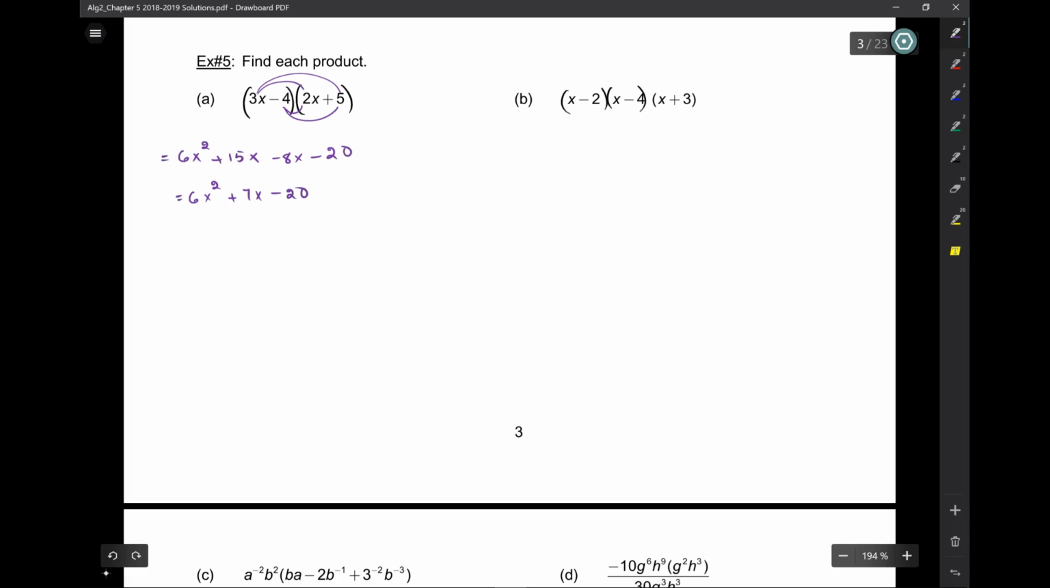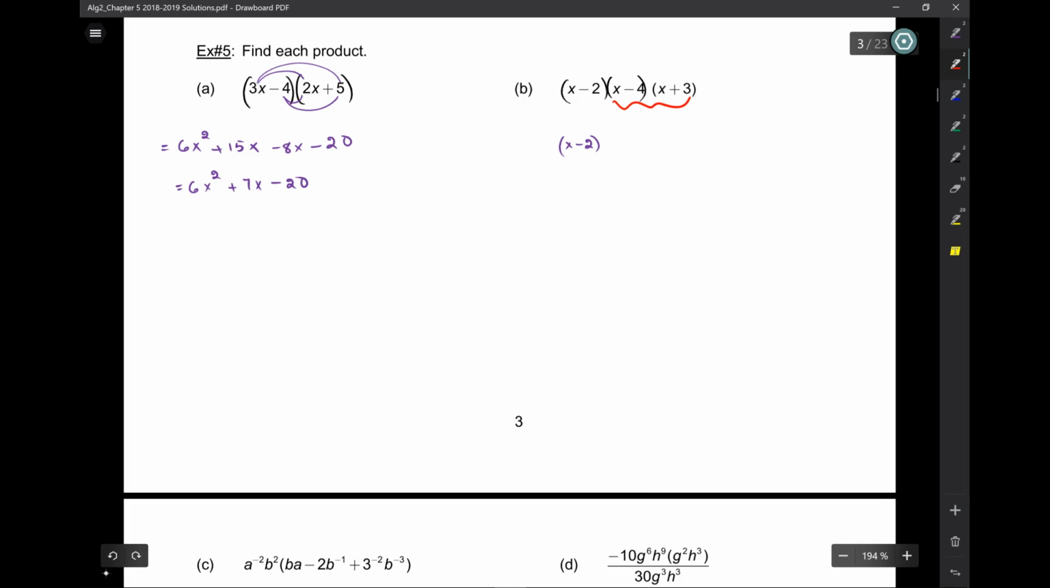Okay. All right, here, what we're going to do is, first we're going to do the 2 parentheses, and then we're going to multiply this one. So I'm going to leave x minus 2 as is, and then multiply the x minus 4 and the x plus 3. It doesn't matter which 2. So first I'm going to do these. That'll be x squared plus 3x minus 4x minus 12. So x minus 2 times x squared minus x minus 12.